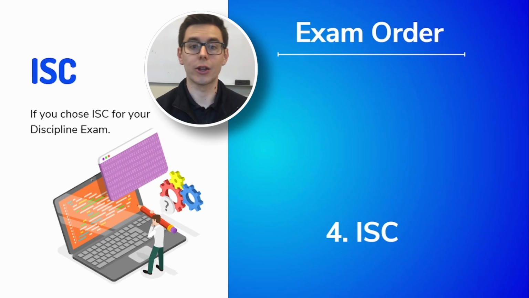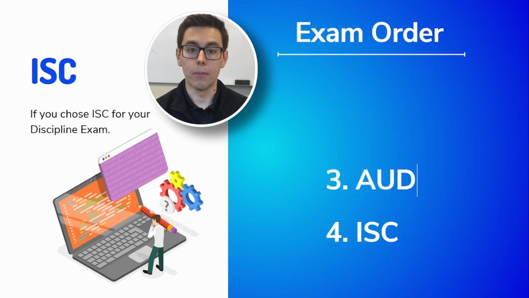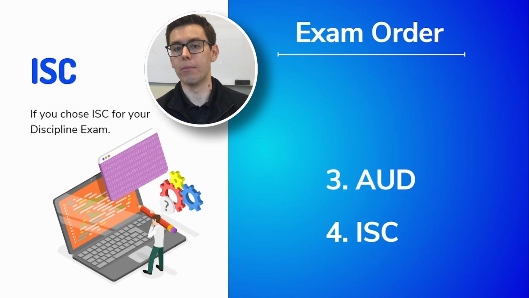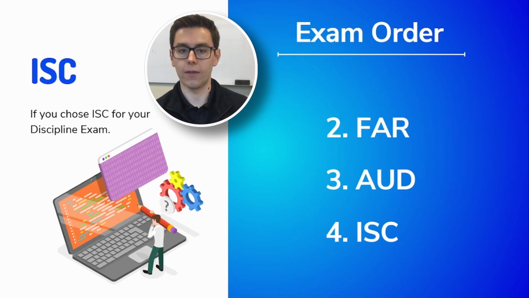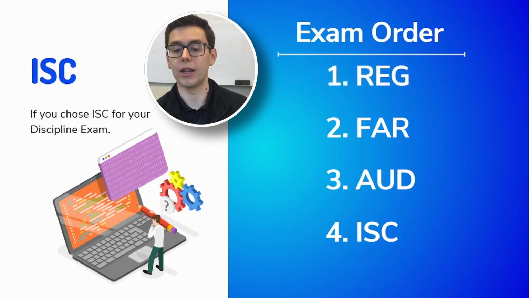And then we said we could pair this with either audit or FAR. I'm actually going to put audit before it. So we're going to take audit 3rd before ISC. And then similar to the BAR order, we're going to do FAR before audit. FAR will help you on the audit exam. And then this leaves, again, the odd man out in this order, reg. So if you're taking ISC, I would suggest reg, FAR, audit, then ISC.